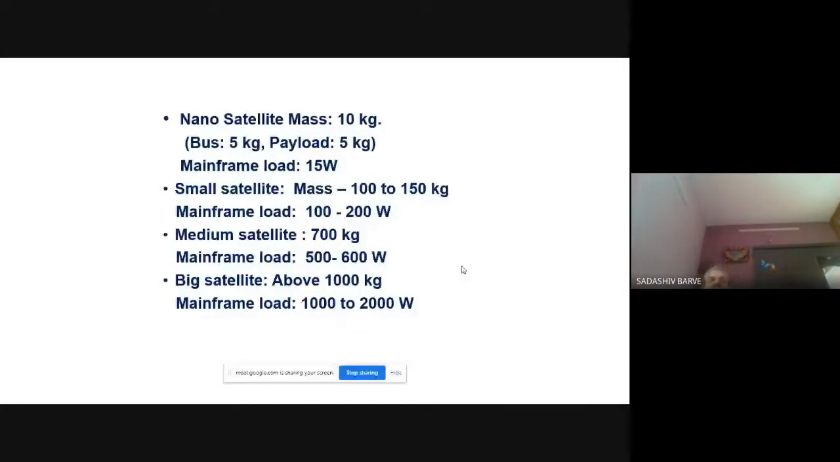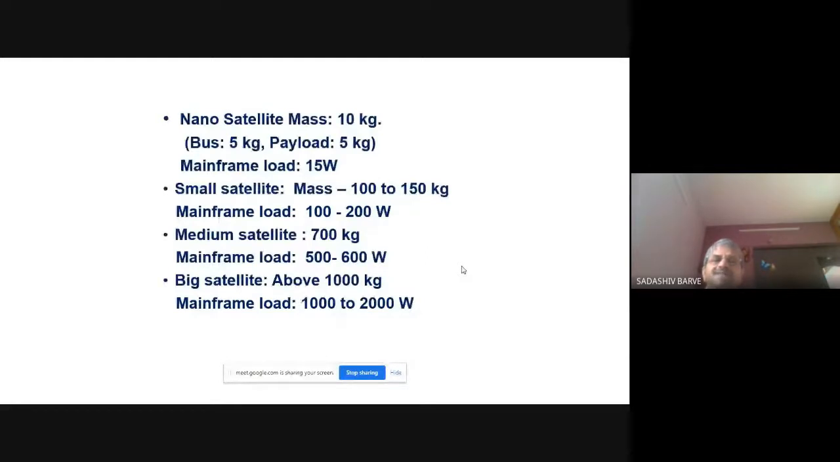Now, there is no hard and fast rule. The general thumb rule is used for the satellite category, whether it is a nano satellite, a small satellite, a medium satellite, or a big satellite. These are all thumb rules. There is no hard and fast rule.